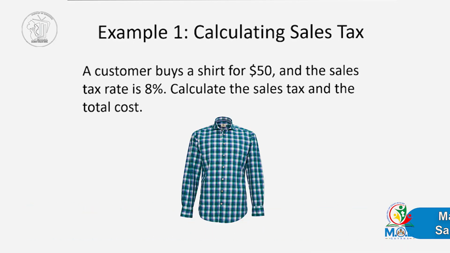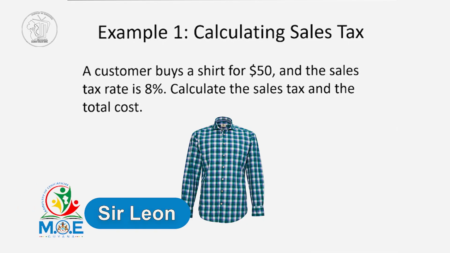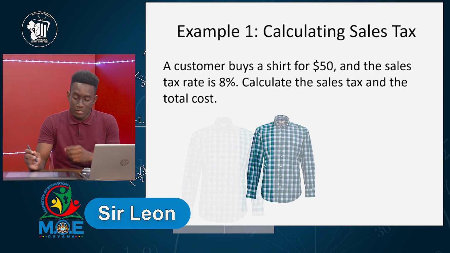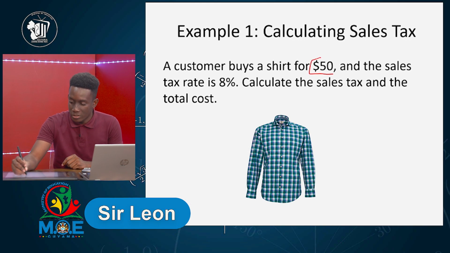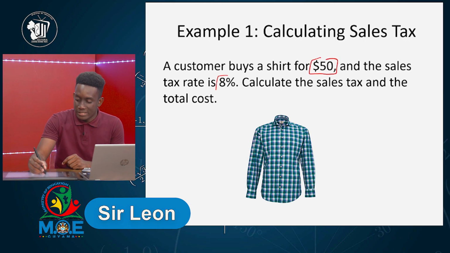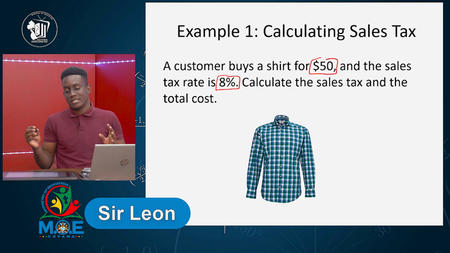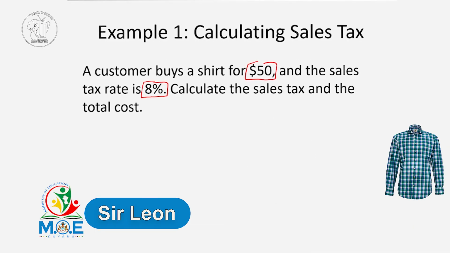This one says a customer buys a shirt for $50 and sales tax is 8%. Calculate the sales tax and the total cost for the shirt. So first thing, we see the shirt is $50 and we see the sales tax is 8%. So the first thing we need to find is 8% of $50, and that will be the sales tax.